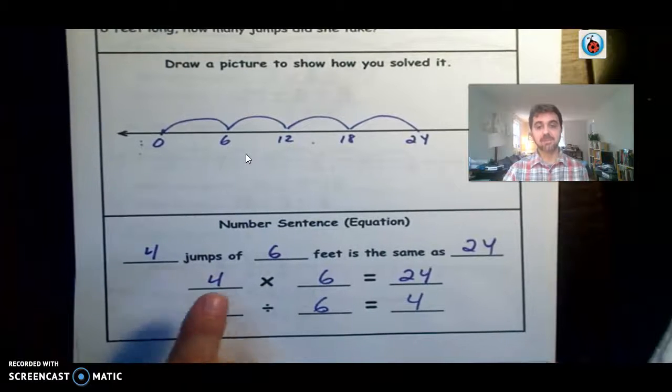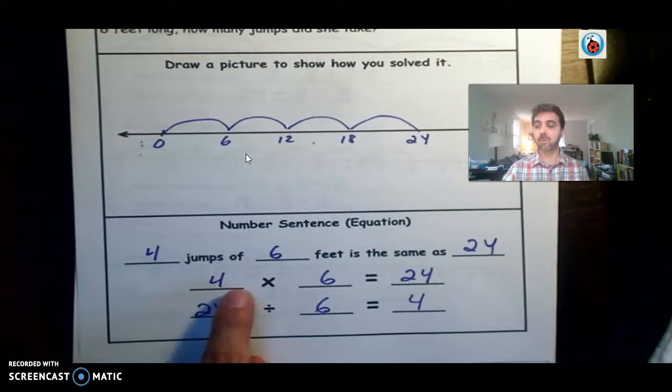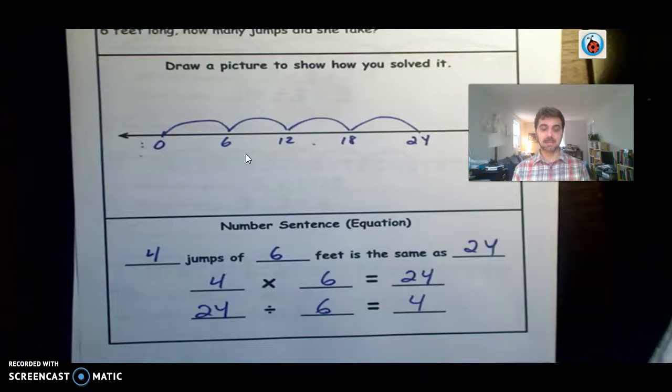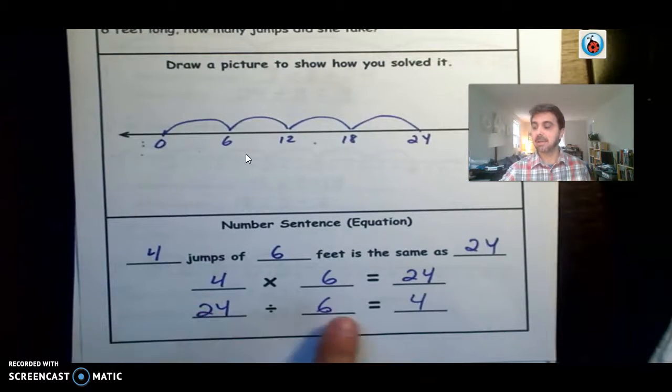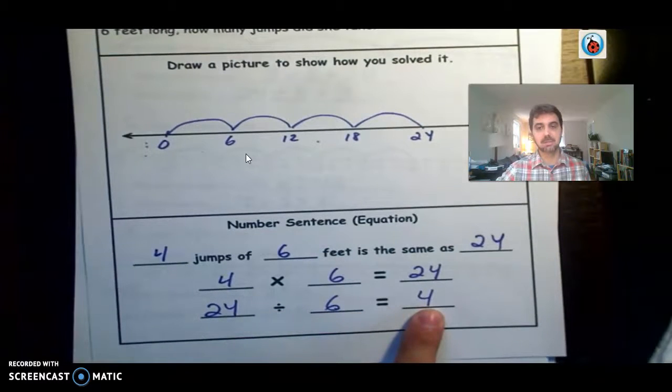So she would have taken 4 jumps of 6, right? 4 jumps of 6 feet is 24, or 4 times 6 equals 24. In my division number sentence, we started with the total, which was that she went 24 feet. That's the total, and then we divided it up into hops, or jumps, of 6 feet and said, well, if each hop is 6 feet, how many hops did she take? And we figured out that that would be 4. So 24 divided into hops of 6 gives us 4 hops.